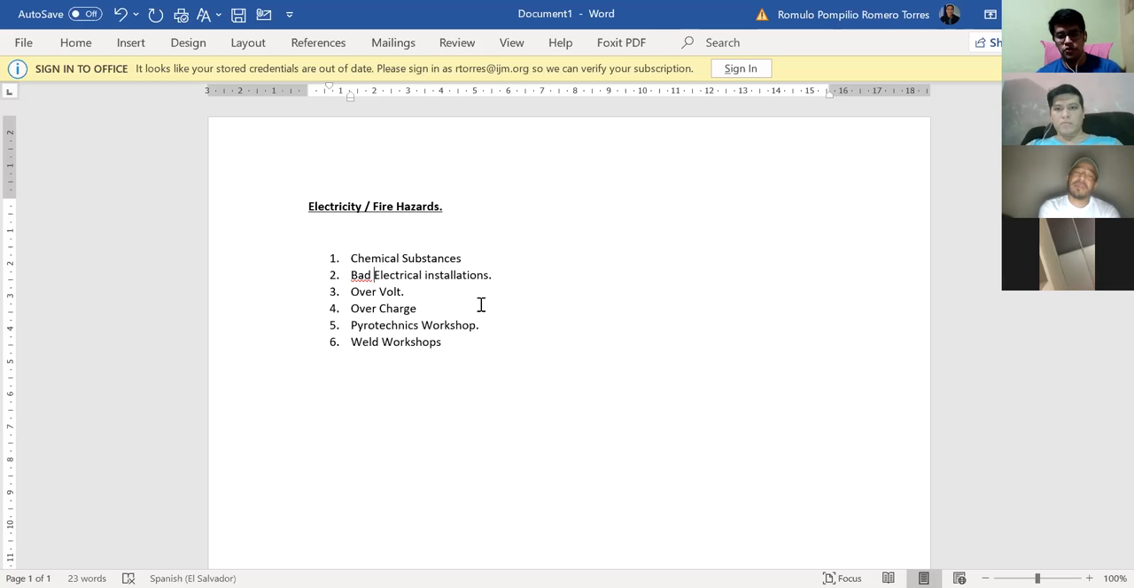And the last one, weld workshops. Tell us about weld workshops, please. In that kind of workshop, they use different devices. If you don't handle them very well, you can cause a fire in the workshop. Do you think there can be another cause for fires in weld workshops?